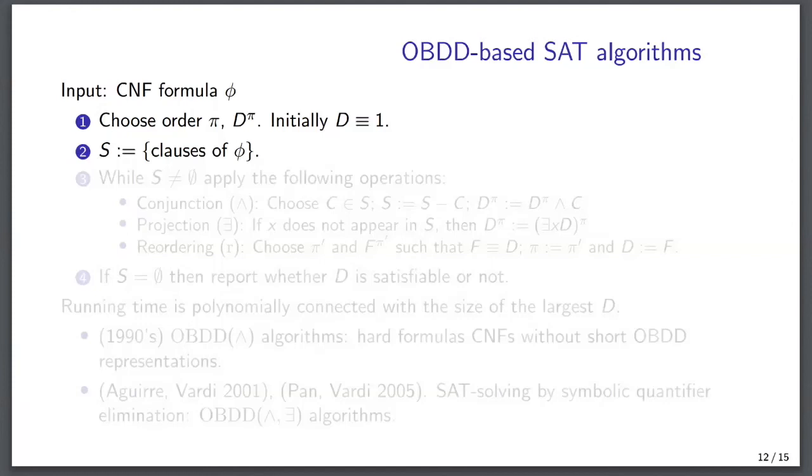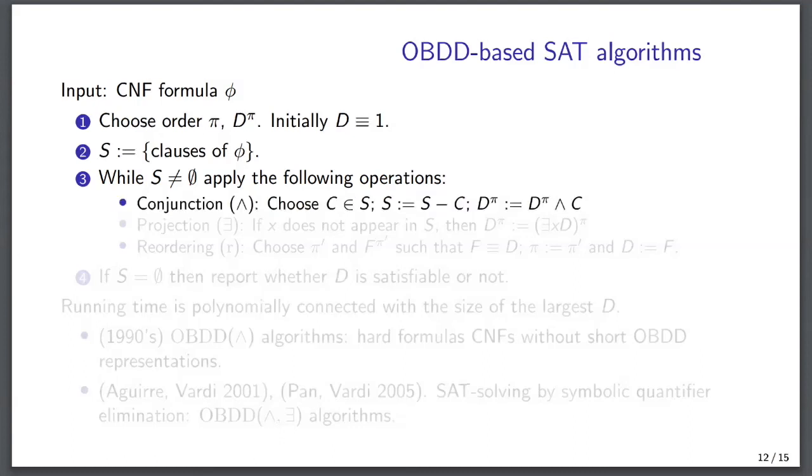Consider the following algorithm. We choose some order of variables and create an OBDD D that uses some particular order pi. Let S be the set of clauses of phi. Until the set S is empty, we apply one of the following operations. We have three types of operation. The first type is conjunction. We choose a clause C from S, delete it from S, and add it to D. That means that we replace D by the conjunction of D and C.